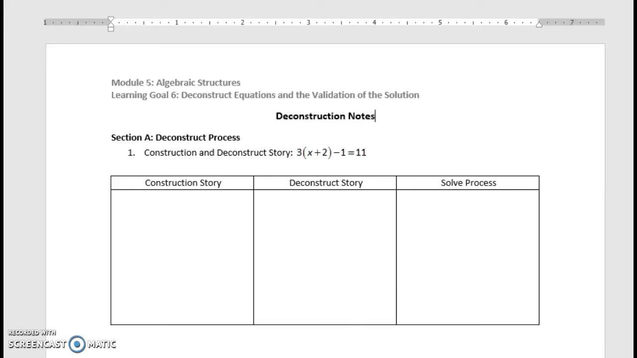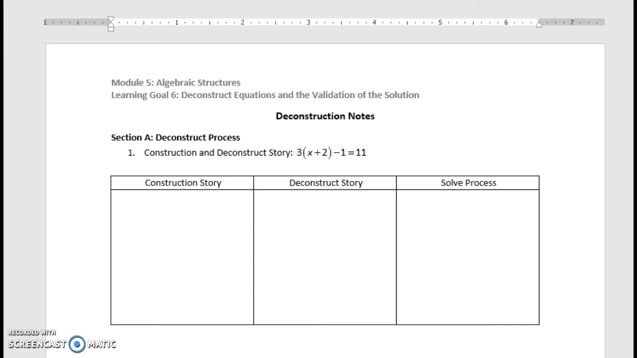In the previous lesson, we were looking at construction. So we were constructing expressions and equations and then looking at their actual structure. How were these equations built? And so now what we're going to do is deconstruct these things. So we want to look at equations and how we're going to deconstruct them.